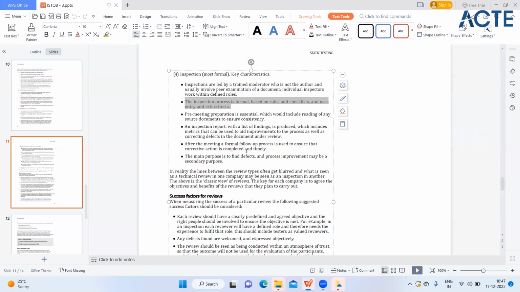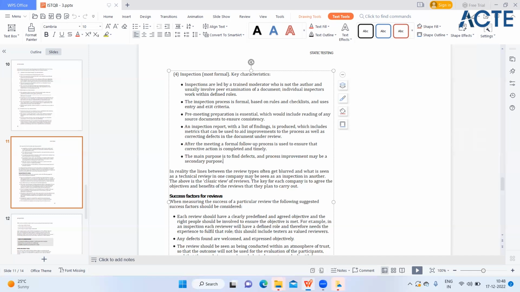After the meeting, a formal follow-up process is used to ensure that corrective action is completed in a timely manner. The main purpose is to find defects, and process improvement may be a secondary purpose. So here the main purpose is to find the defects. The process improvement is maybe a secondary purpose. So this is not required to remember. You just have to remember these things which I explained, like the entry and exit criteria and the formal review report. So we are doing these things in inspection.